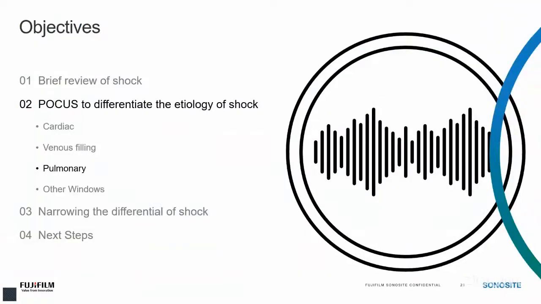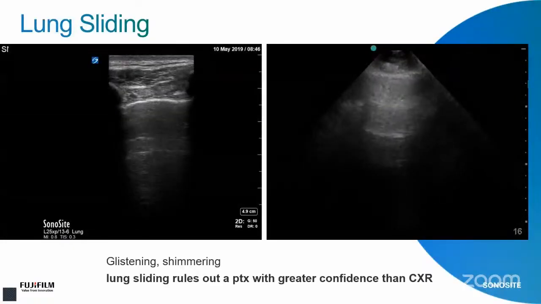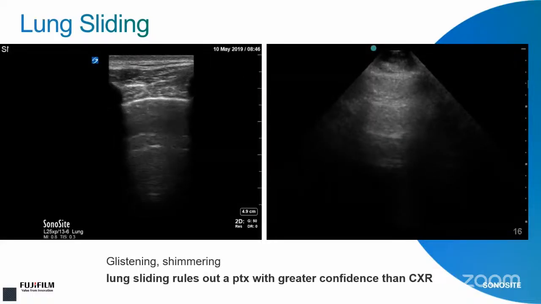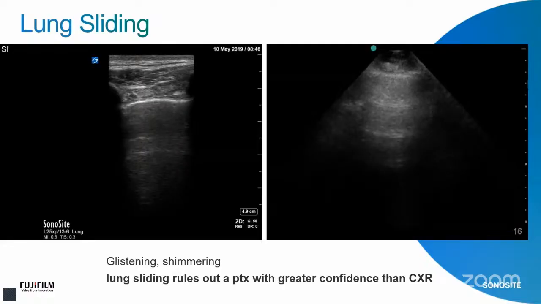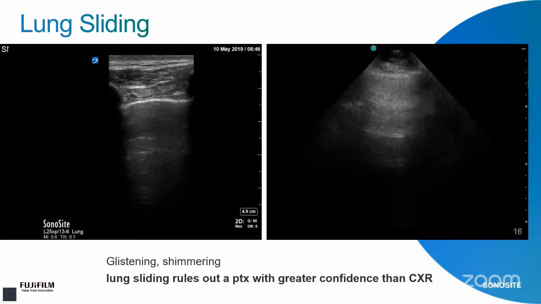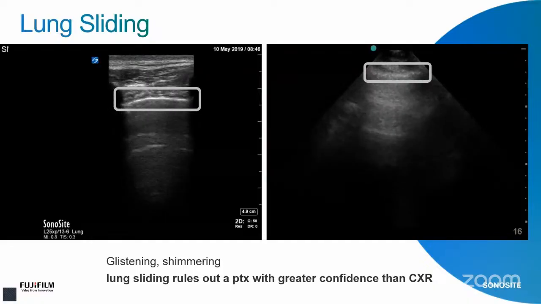Let's talk about the pulmonary window as a way to get an idea of what's going on in shock. The first thing we can do is look for pneumothorax, and we do that primarily through lung sliding. And if you look at these two videos, one done with a linear transducer and one done with a phased array transducer, you can see the glistening, shimmering artifact at the level of the pleura that's highlighted here in the white box.